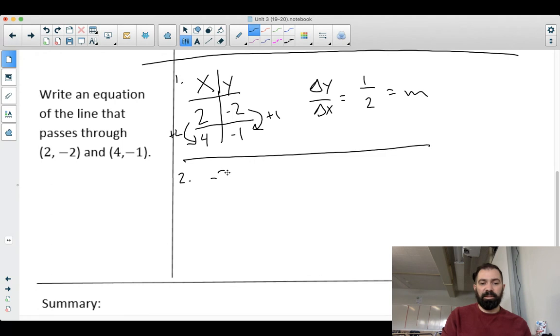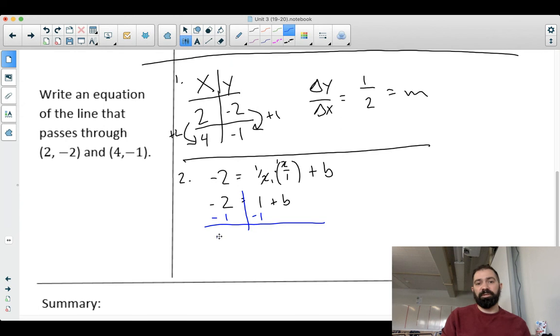So y is -2, m is 1/2, times my x is 2. I'm going to write it as 2 over 1 plus b. And let's simplify. 1/2 times 2, these cancel. You're left with 1 and 1. Well, 1/2 times 2 is just 1 plus b. And then our last step, solving for b. That's a +1, so we want to subtract 1. -2 minus 1 is -3. Over here, our 1's cancel. We're left with b. So b equals -3.